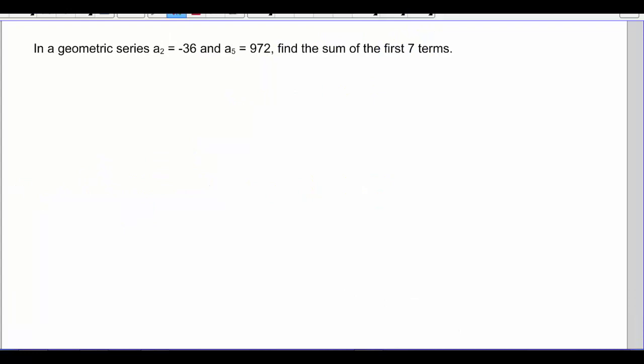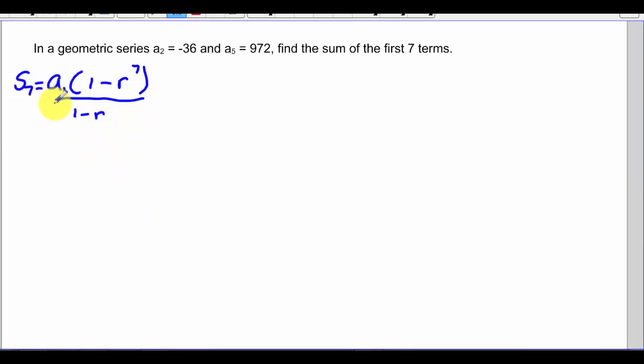This problem is a little bit more involved. We have a geometric series where the second term is negative 36, the fifth term is 972, and we want to find the sum of the first 7 terms. Well, we've got an equation, S of 7 equals the first term times 1 minus the ratio raised to the n, and n in this case is 7, all over 1 minus the ratio.